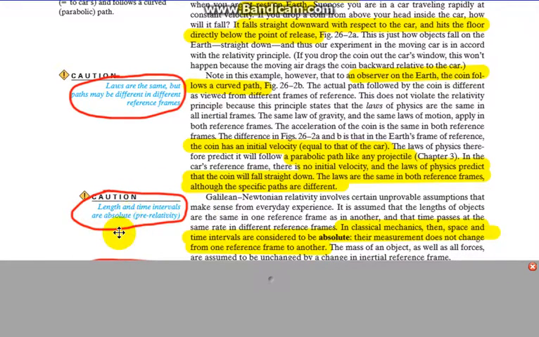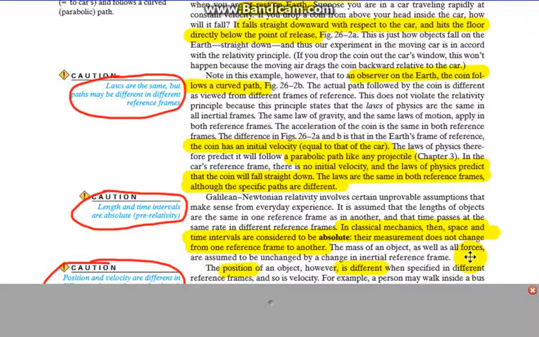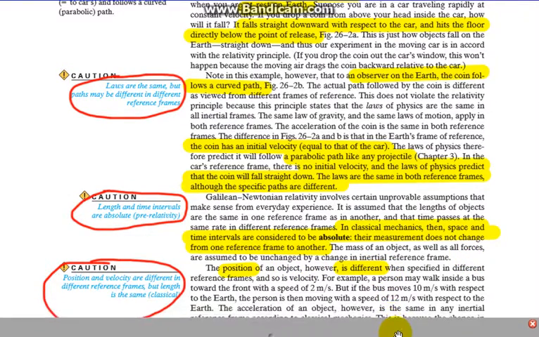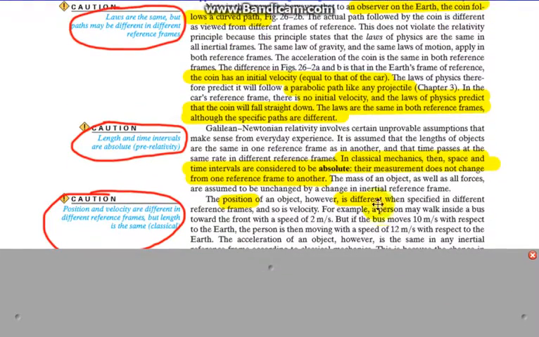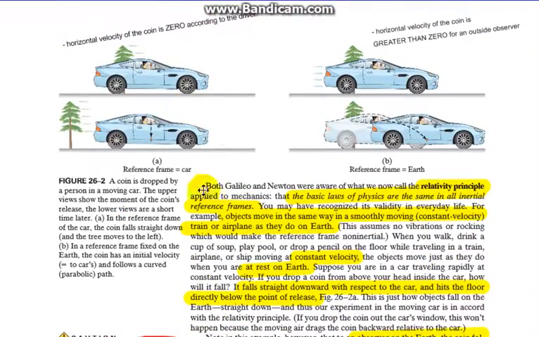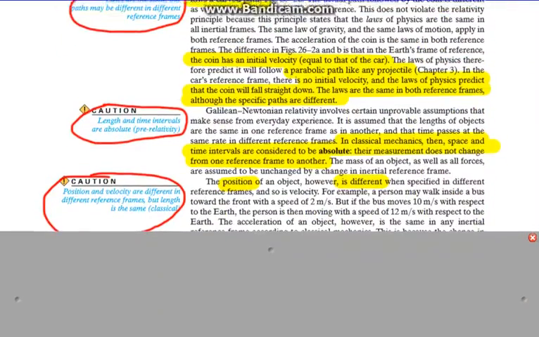So length and time intervals are absolute, so that's pre-relativity, and in most of our situations, traveling at far less than the speed of light, that is true. So in classical mechanics, then space and time intervals are considered to be absolute. Their measurement does not change from one reference frame to another. The mass of an object, as well as all forces, are assumed to be unchanged by a change in inertial reference frames. The position of an object, however, is different when specified in different reference frames. As we saw up here, the position of the coin falling straight down here. Here it's a curved path, so that is different in different reference frames.